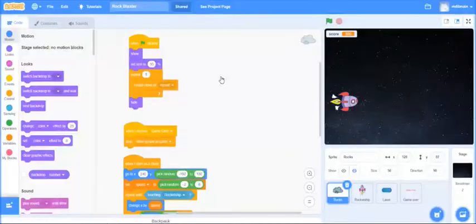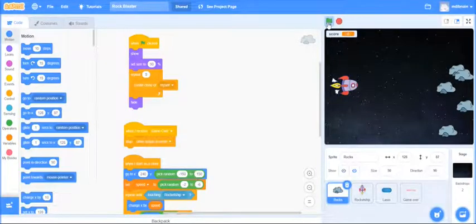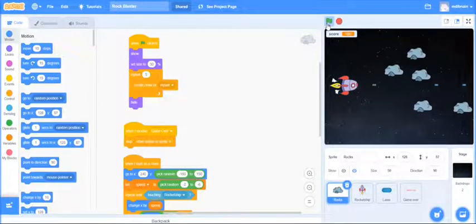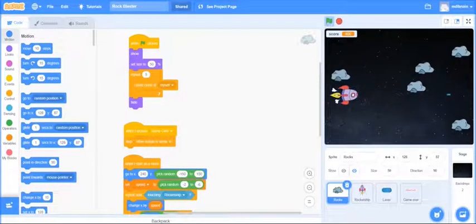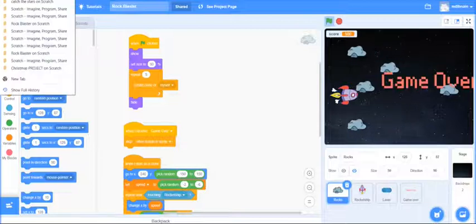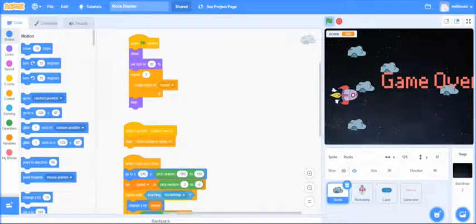Different projects, such as you can see next over here, this is a Rock Blaster game where you have to shoot the rocks over here, and if it touches, it becomes game over.